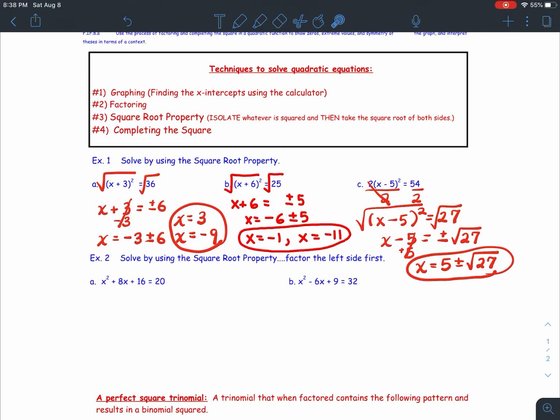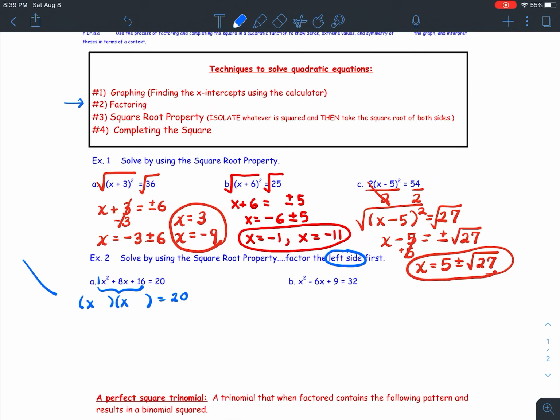Okay, example 2 is asking us to solve, again, they want us to use the square root property, but these don't look quite like the examples that we just did up above. It's asking us to first factor the left side. Now remember when we did the factoring technique, this is not move everything to one side, put it in descending order, it's just saying only factor the left side. So that 20 that's on the right, just leave that where it's at.